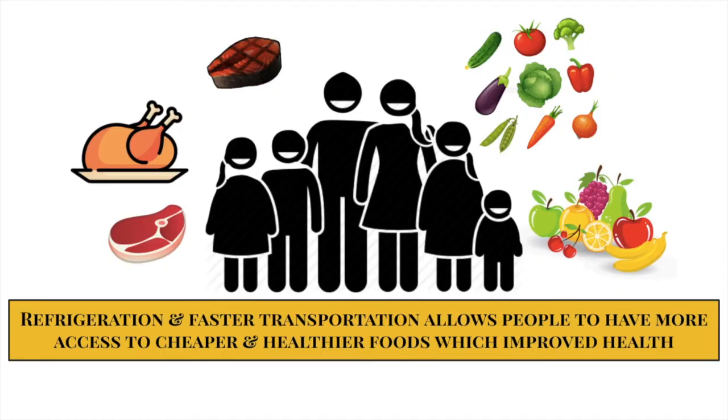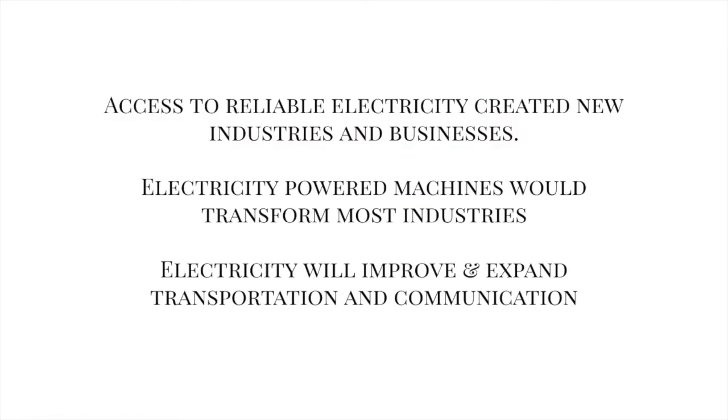So better diets, more access to food, especially fruits and proteins, are going to help improve health, which again helps our growing population, right? So access to reliable electricity is going to create new industries and new businesses.